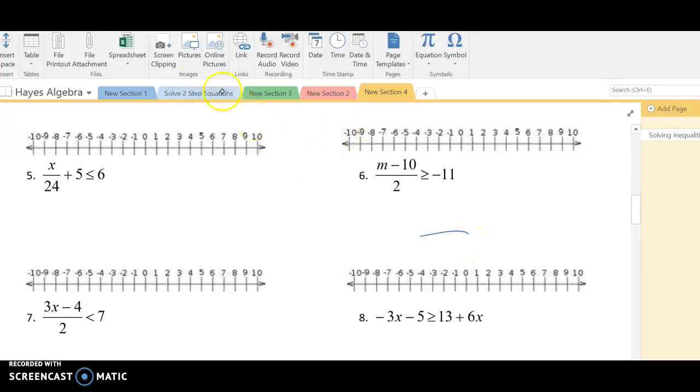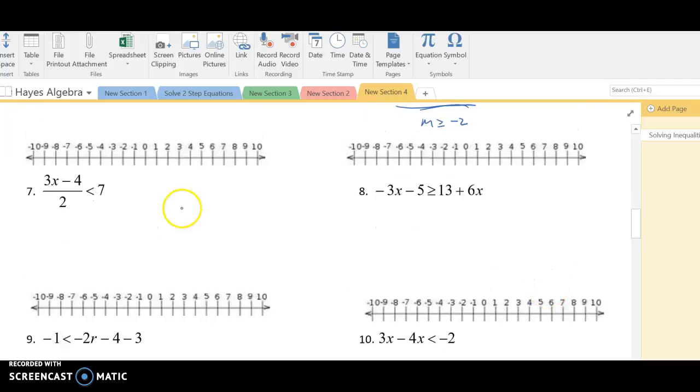Now I know I told you, but I thought I'd clarify a little more on these type of problems. Anytime I have a denominator, I want to go ahead and multiply by that denominator because those cancel out. Multiply this side by 2, and I get m minus 10 is greater than or equal to negative 22. Now it's an easy inequality to solve. Add 10, and m is greater than or equal to negative 2.